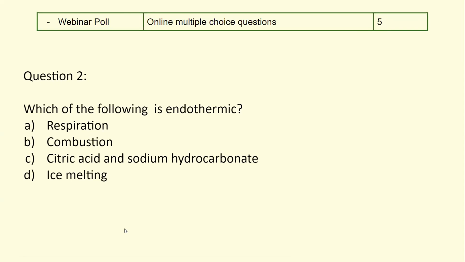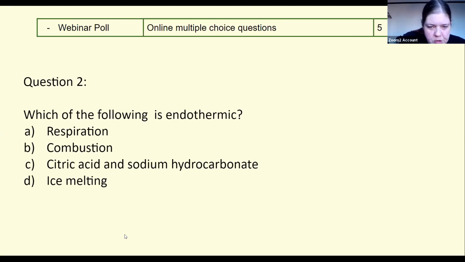Okay, I'm going to end the poll there because I'd like to talk about this one. So respiration is exothermic because it releases energy. That's why we do respiration, so our muscles can use that energy to move. Combustion is burning. So if you think of a fire, that would be releasing energy. Citric acid and sodium hydrocarbonate is the flying saucer. That one is the endothermic one.